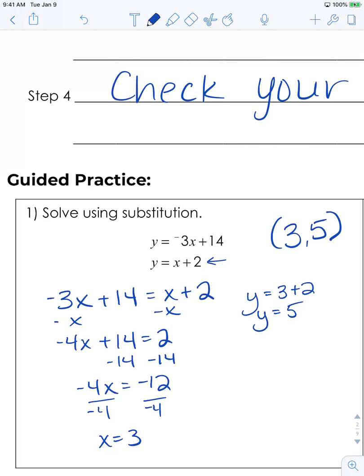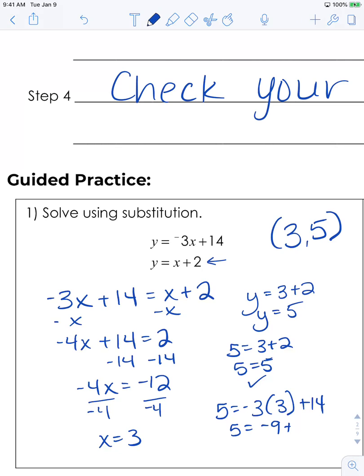And then you just check very quickly. Let's check with the second equation first because, again, it's easier. 5 equals 3 plus 2. It does, so that works in that equation. And let's check the other one really quickly. 5 is equal to negative 3 times 3 plus 14. 5 is equal to negative 9 plus 14. 5 is equal to 5.